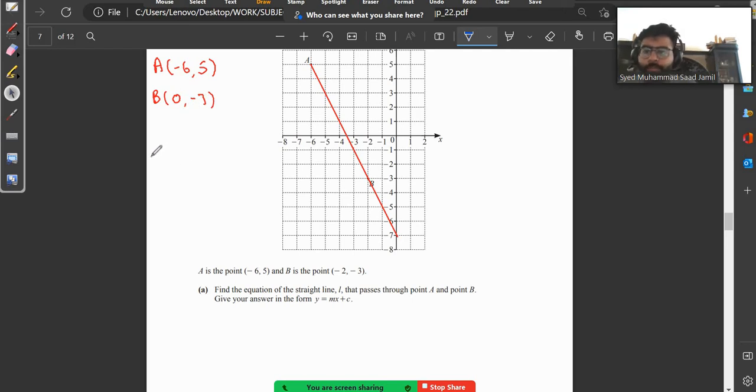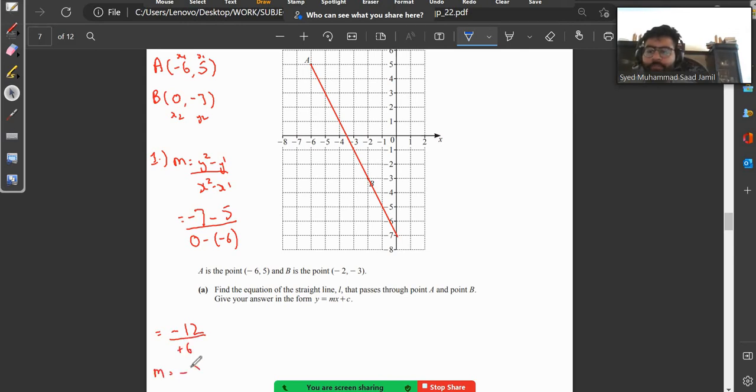The first step is to find the gradient. Gradient is equal to y2 minus y1 upon x2 minus x1. So just consider this as x1, consider this as y1, consider this as x2, consider this as y2. y2 is minus 7, minus y1 which is 5, upon x2 which is 0, minus x1 which is minus 6. So this basically turns out to be minus 7 minus 5 is minus 12, upon minus minus is plus 6. So the gradient is minus 2.